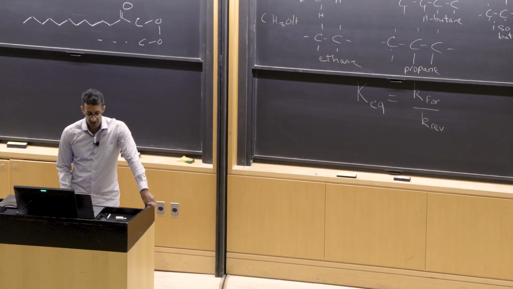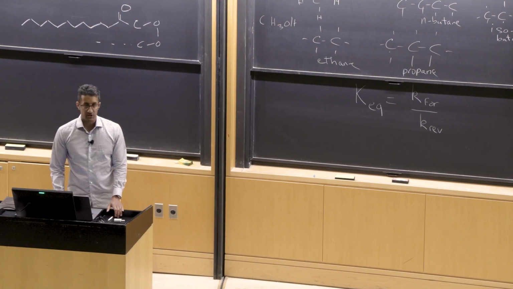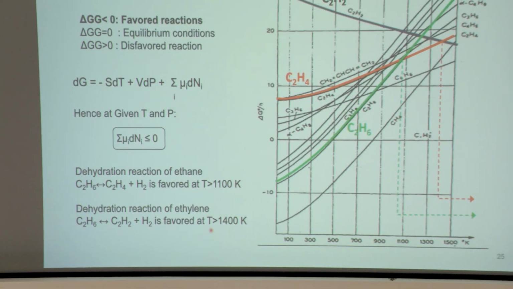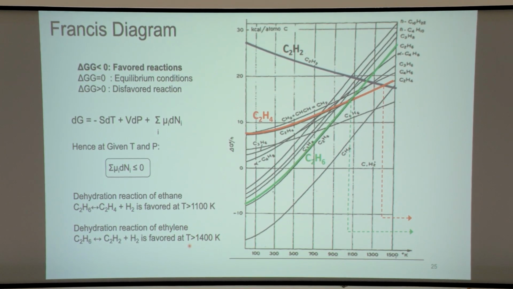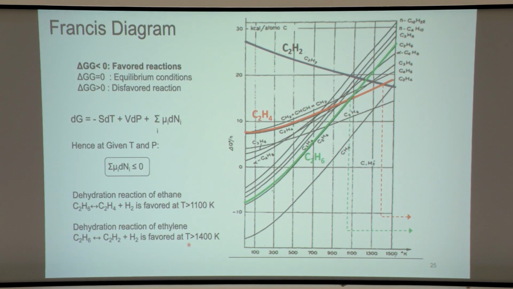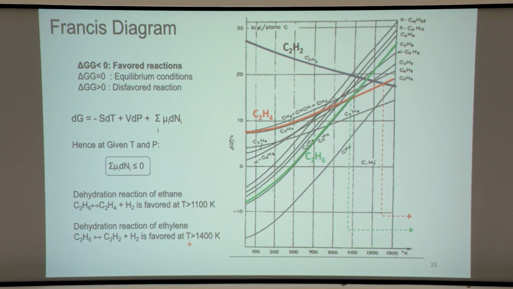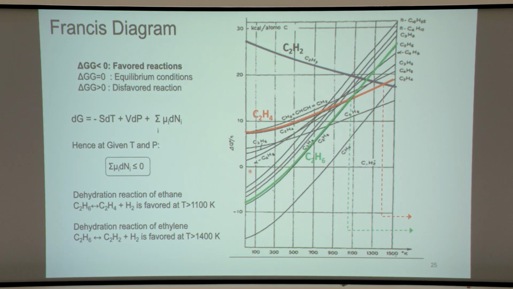But even before we start using it in the form of reaction kinetics, we can use very simple things like Gibbs free energy of the system to determine what are going to be the stable products if I take a fuel and oxidize it or start heating it up to a high temperature. So this is what we call Francis diagram. This is showing delta G, minimal delta G at different temperatures. Sorry, this should be just delta G. Less than 0 is a favored reaction. Delta G equal to 0 is at equilibrium. Delta G greater than 0 is a disfavored reaction.